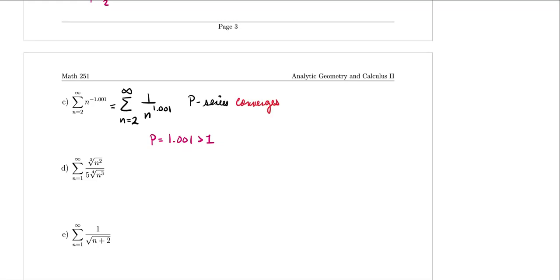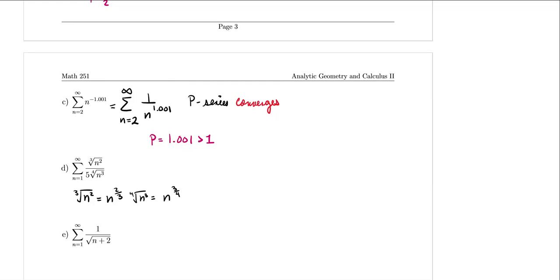Now, this next one, again, doesn't quite look like a p-series, but we can go ahead and rewrite it to make it look like a p-series. So for this one, I'm just going to focus on the powers. For the numerator, I have the cube root of n squared, but we know that the cube root of n squared is equal to n to the 2/3, and the fourth root of n cubed is the same thing as n to the 3/4.